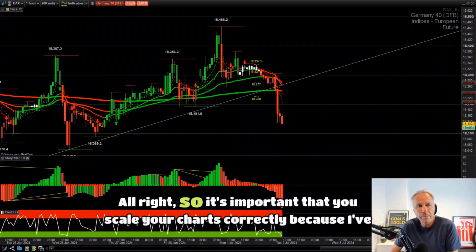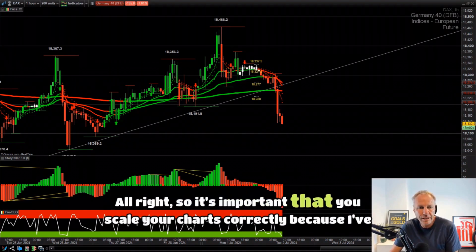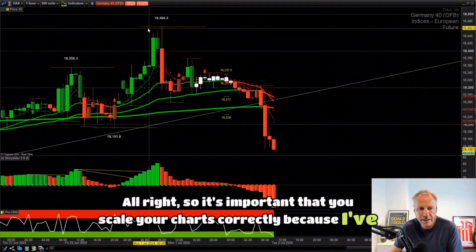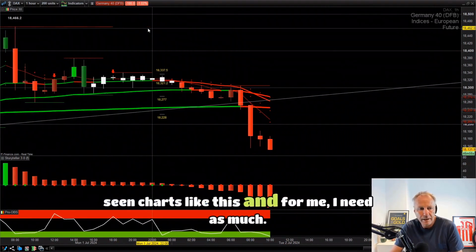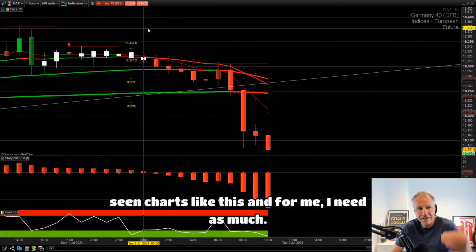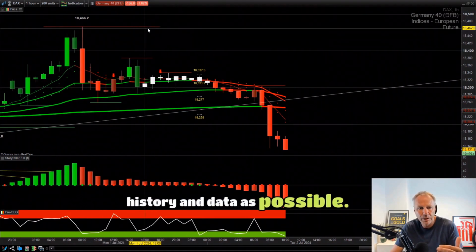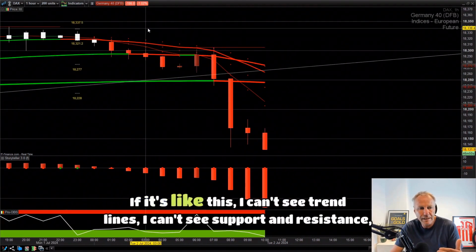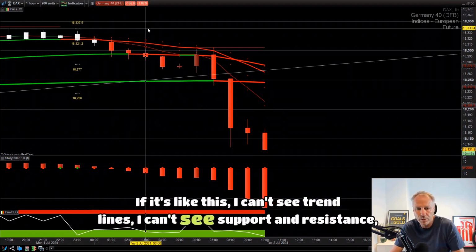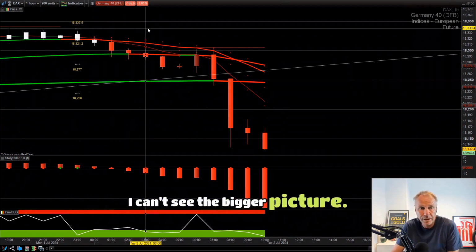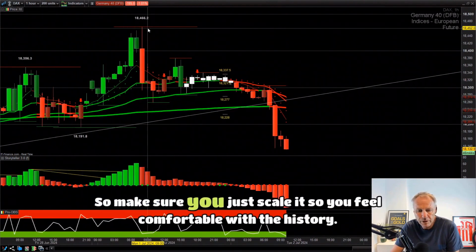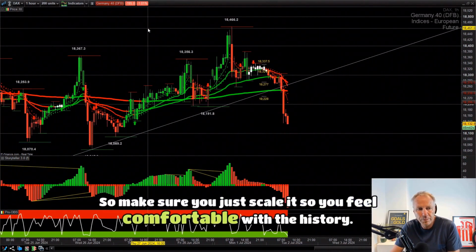All right, it's important that you scale your charts correctly, because I've seen charts like this, and for me, I need as much history and data as possible. If it's like this, I can't see trend lines, I can't see support and resistance, I can't see the bigger picture. So make sure you scale it so you feel comfortable with the history.